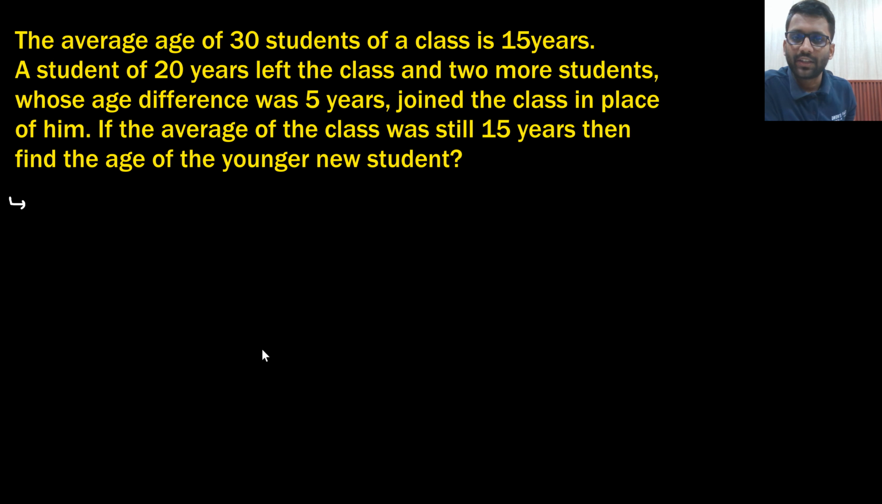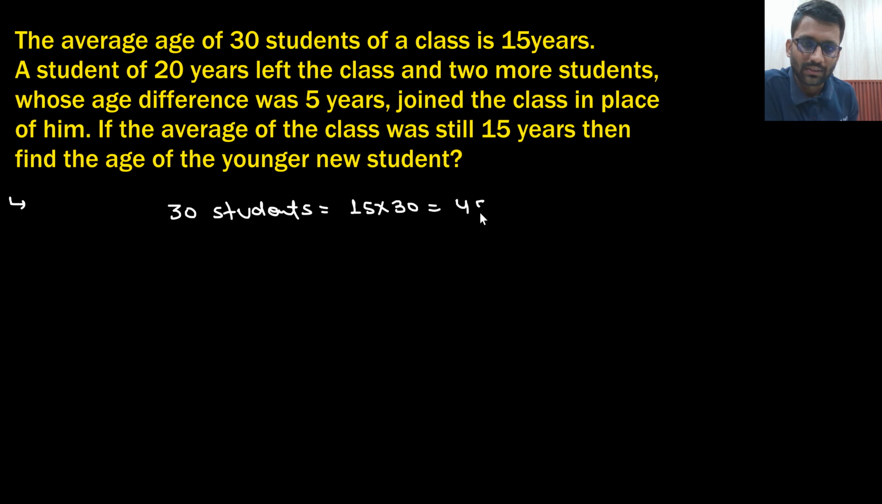The average age of 30 students of a class is 15 years. So 30 students. Total age will be, with 15 years as the average age, 450 years. This is the total age. Now what is happening? A student of 20 years left the class.